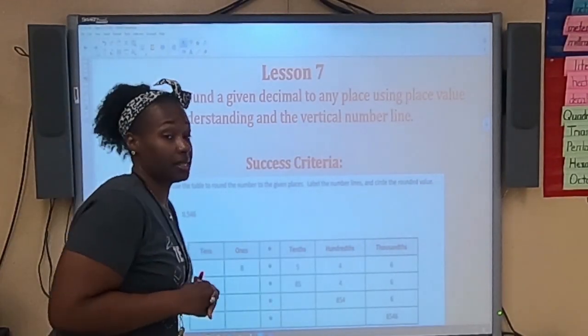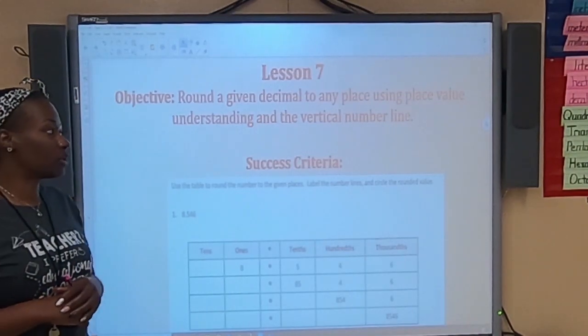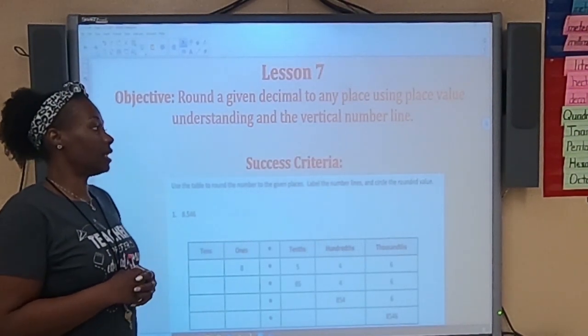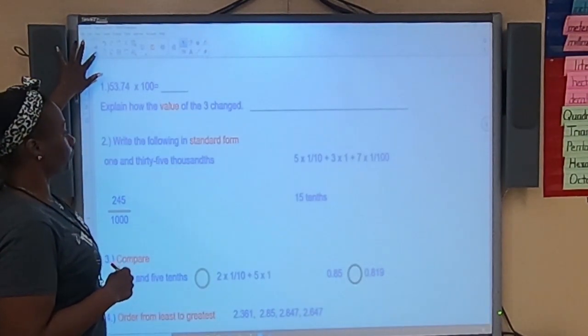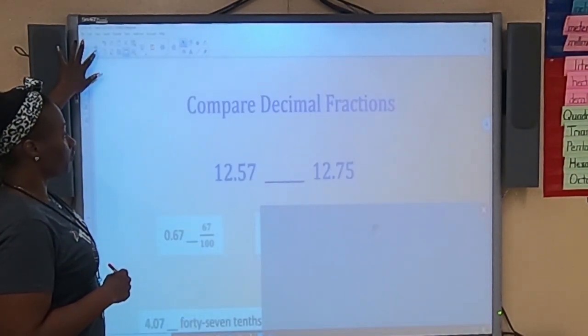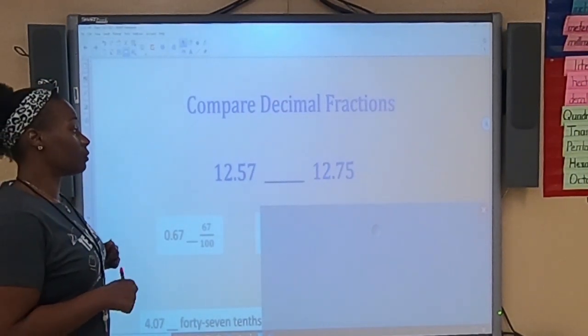Okay, today's lesson is in Module 1, Lesson 7, and we are going to learn how to round a given decimal to any place using place value understanding and vertical number lines. So today we are rounding. Let's start with this first fluency, which is a review of yesterday's lesson. We learned how to compare decimals.